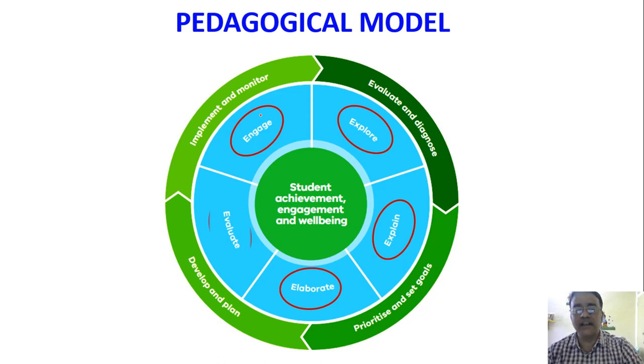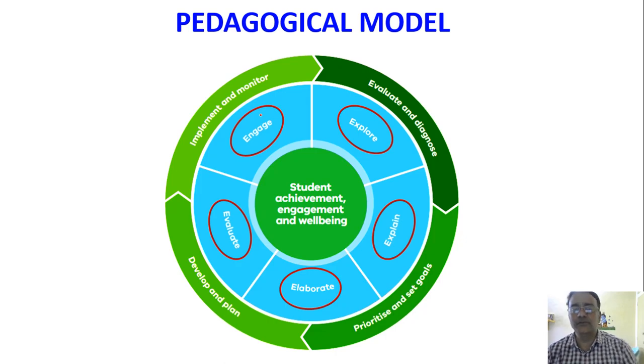And the last one is evaluate. Teachers use multiple forms of assessment and feedback to help students improve their learning and develop agency. They monitor student progress and analyze data to draw conclusions about the effectiveness of their teaching practices, identify areas for improvement, and address the students' individual needs. So these are the five very important domains of any pedagogical model.